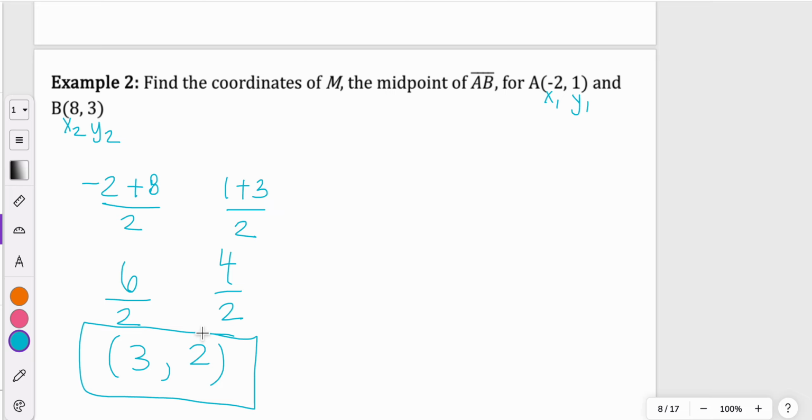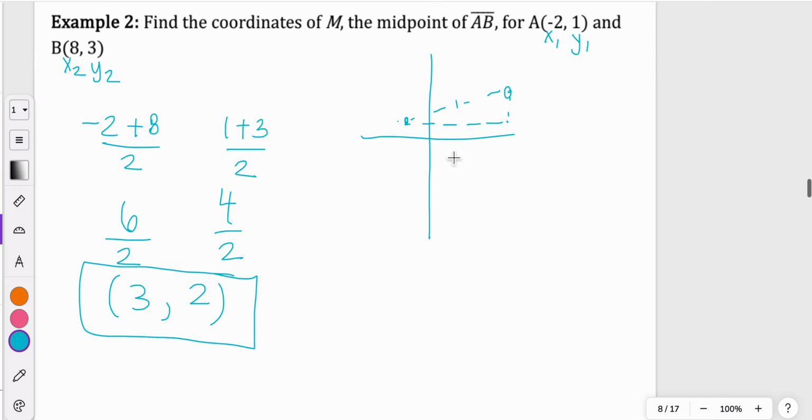Midpoint formula is very good whenever you need a small amount of time to find a midpoint. Otherwise, you could technically draw these points on your coordinate plane, (-2, 1) and then (8, 3), and then find the distance, but then you'd have to think about how long this is and where's halfway.